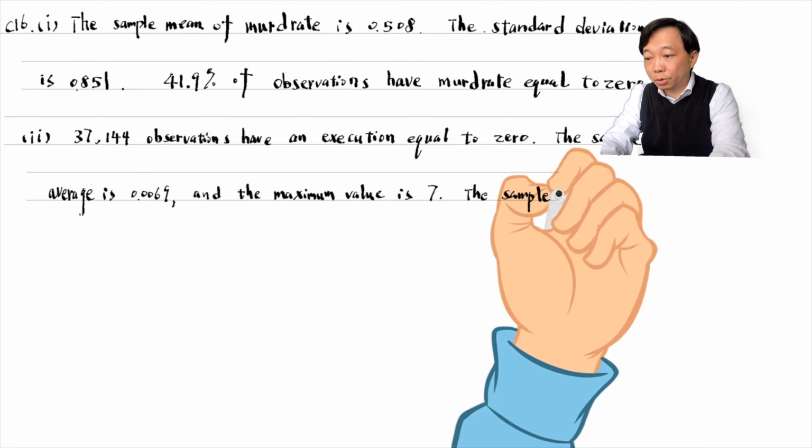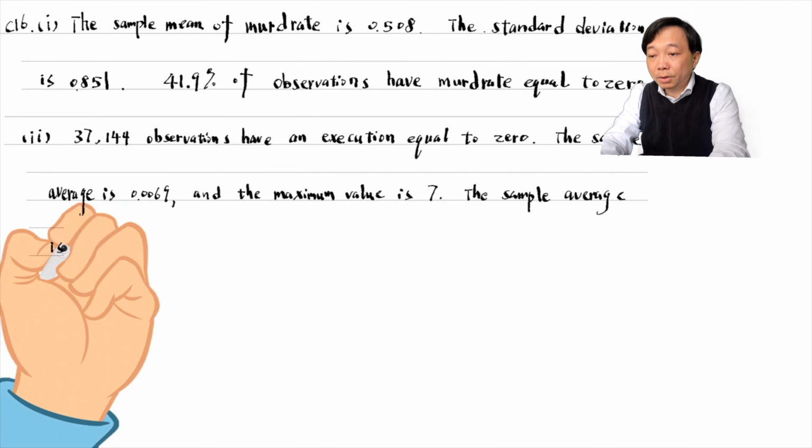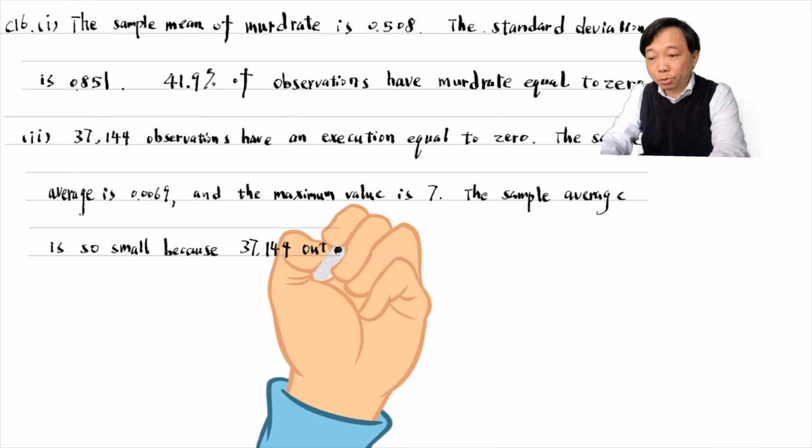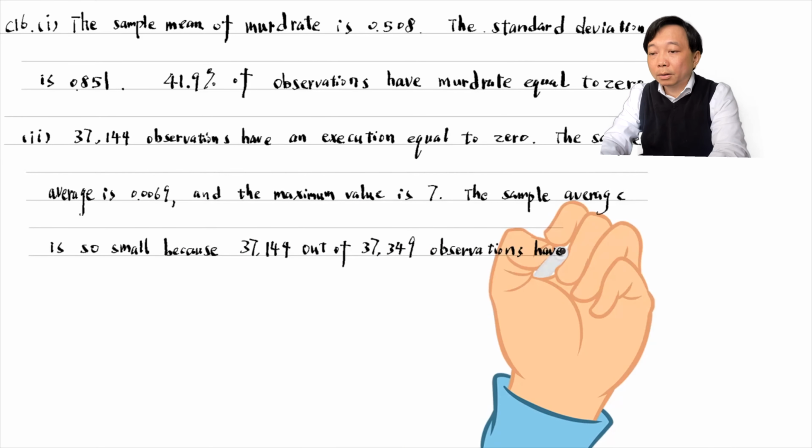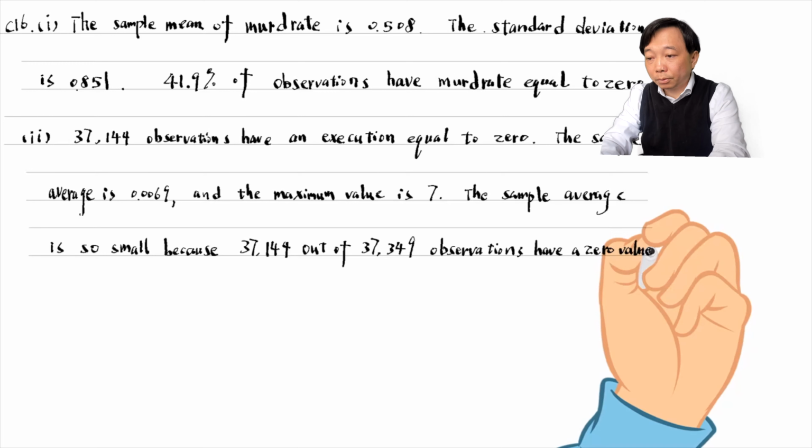The sample average is so small because 37,144 out of the 37,349 observations have a 0 value.